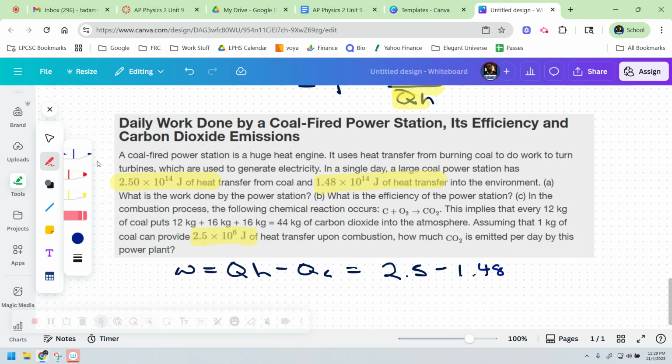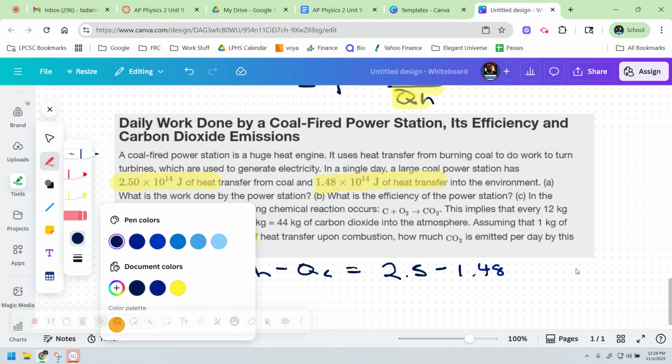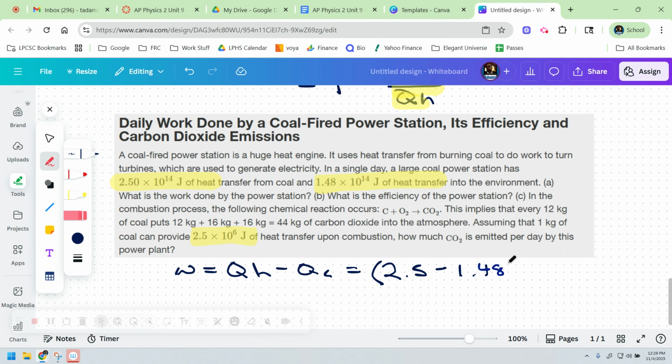And I'm taking a little shortcut. You say, Mr. Adams, why are you taking a shortcut? Because I can. Whatever this is, times 10 to the 14. We could do that because it's the same power of 10, right? So my work is actually 1.02, if you plug that in a calculator, times 10 to the positive 14 joules.